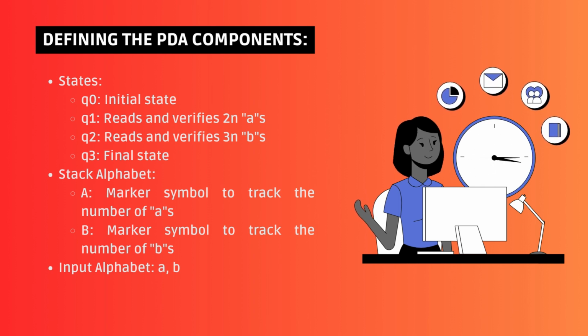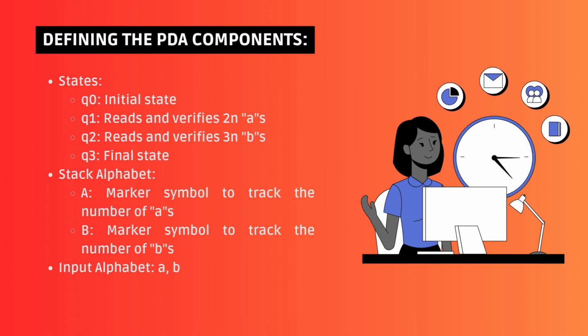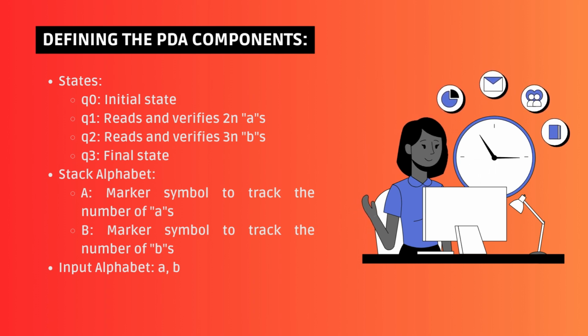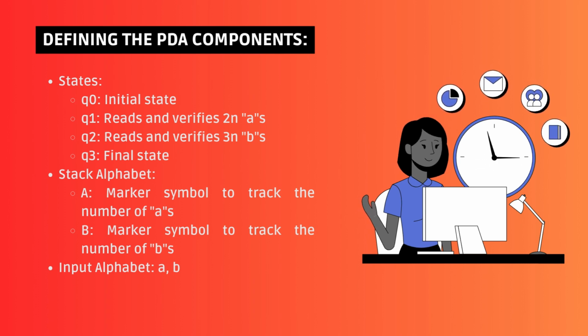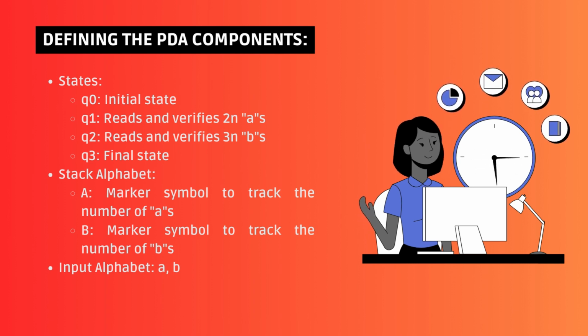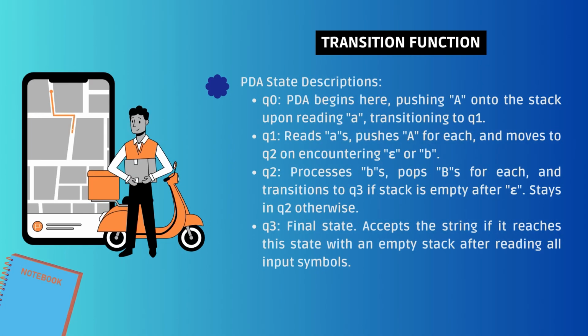Our PDA is a maestro with 4 states. Q0 is the start, Q1 validates the As, Q2 ensures the Bs, and Q3 marks our triumphant end. The stack holds symbols for a count. As for the input, it's a dance between the characters A and B. After defining the components, let's create the transition function.